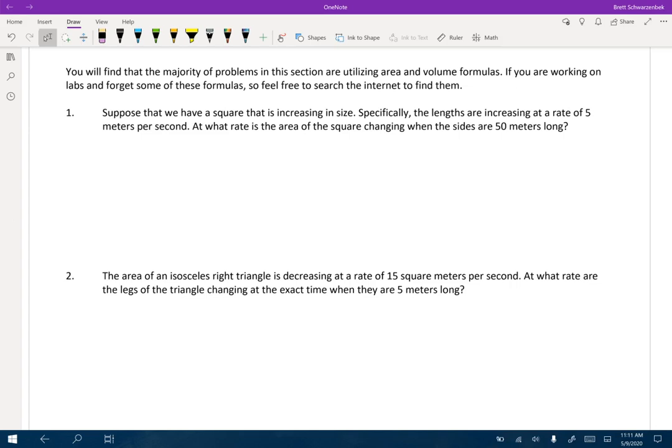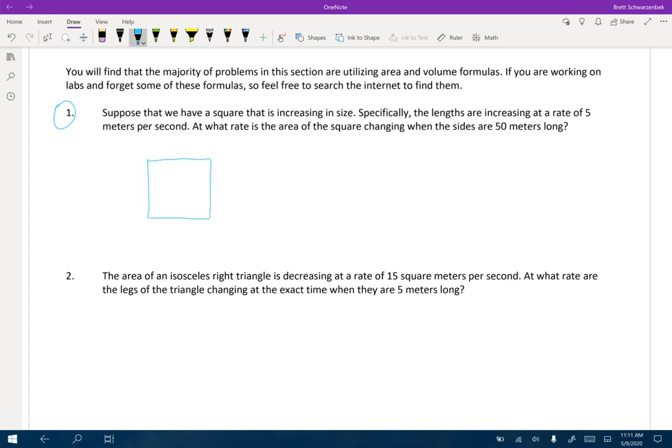So number 1, it says, suppose that we have a square that is increasing in size. Specifically, the lengths are increasing at a rate of 5 meters per second. At what rate is the area of the square changing when the sides are 50 meters long? So usually what I do is I first draw the picture. So basically we have a square. Okay, that's the first thing.